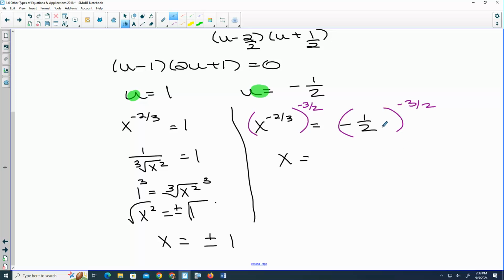Okay, you might have to think a little bit more here. What would the negative exponent do? So it was a negative 1/2. If I flip it, it's a negative 2 to the 3/2 power. That means the square root of negative 2 cubed. Okay, what is negative 2 to the 3rd? Negative 8. Alright, can we break down the square root of negative 8? Yeah, what would it be?